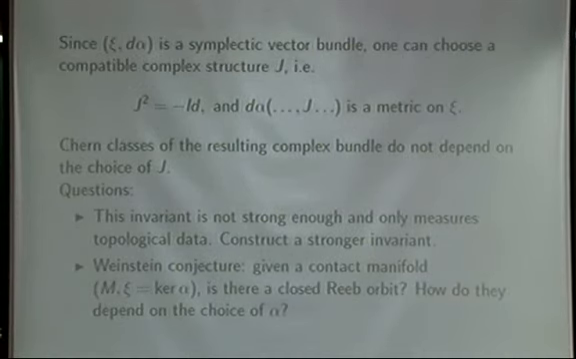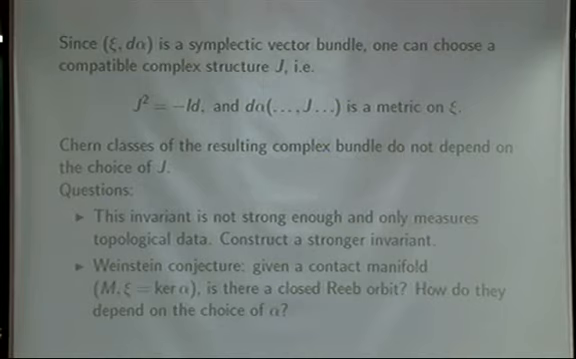Okay, so now let me tell you how this invariant of contact manifolds works. We have already seen that the contact structure with d alpha is a symplectic vector bundle, so we can find a compatible complex structure. That means that we plug this complex structure J into the second slot of d alpha, we get a metric on the contact structure, and so we get a complex vector bundle. Then we can define the Chern class of a contact structure as the Chern class of this complex vector bundle. And of course I should point out that the resulting Chern class does not depend on the choice of a compatible complex structure.